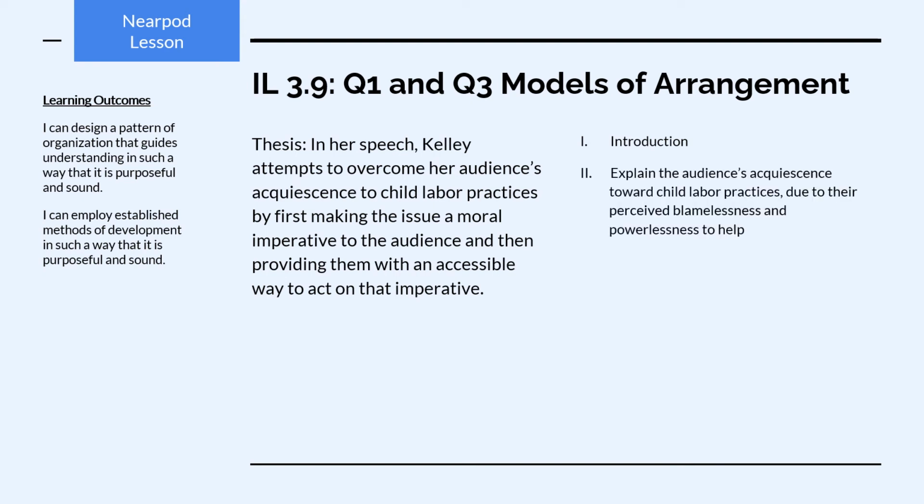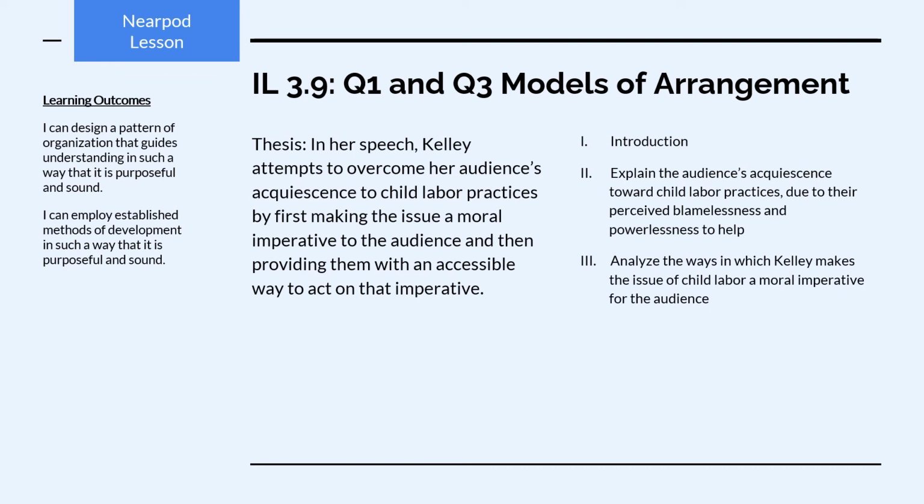Paragraph 2, I would explain that the audience's acquiescence toward child labor practices comes from their perceived blamelessness in the issue and powerlessness to help. After all, she is talking to a group of people who at the time didn't have the power to vote, so they were kind of politically weakened by that. And so naturally they just sort of acquiesce to the whole issue. Yeah, darn, it's a terrible thing, child labor, but I'm not involved, and it doesn't affect me. I'm not the one to blame here, and I couldn't do anything to help if I wanted to. So that's kind of the obstacle that I've identified here.